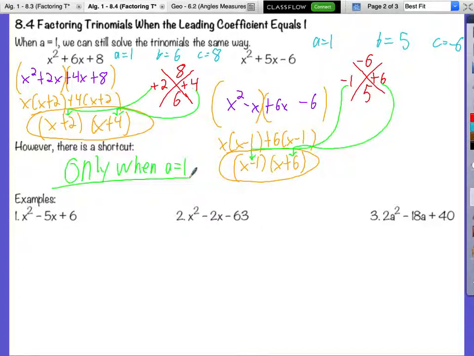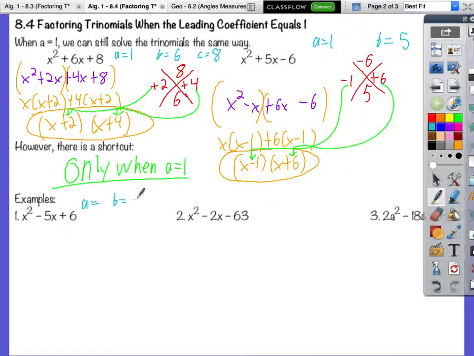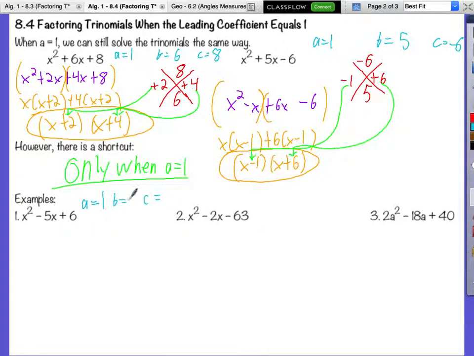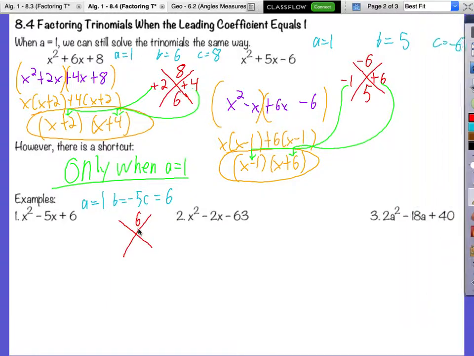Let's try this shortcut here. So here on number 1 in this example, is this in standard form? Is there a GCF? No. Let's identify A, B, and C. What's A? What's B? Negative 5. And what's C? 6. Make our X. 6 goes on the top, negative 5 goes on the bottom. What are these two numbers going to be? Negative 6 and positive 1. Kind of like just the reverse of this one, right?